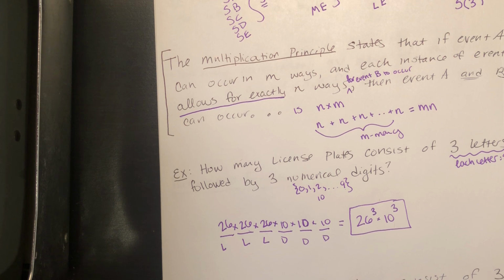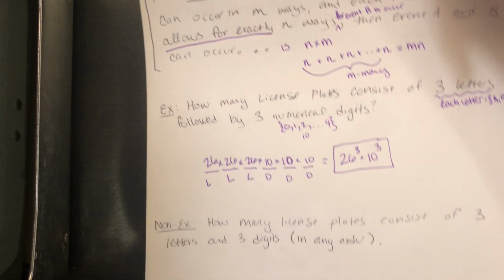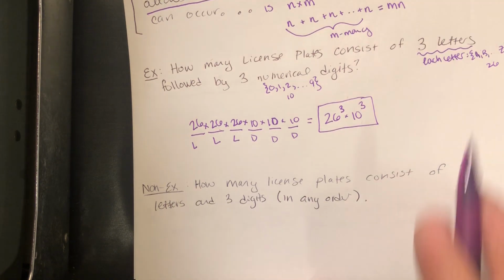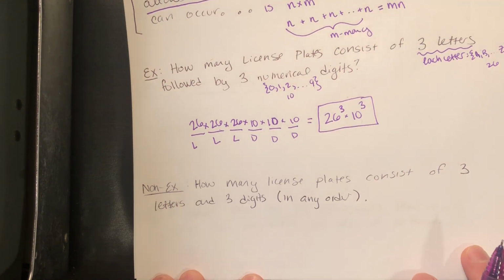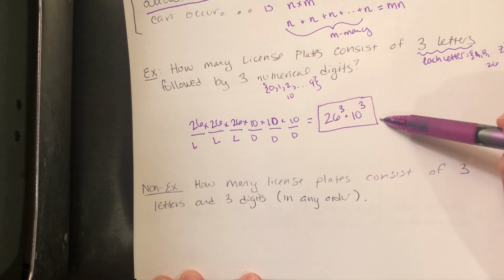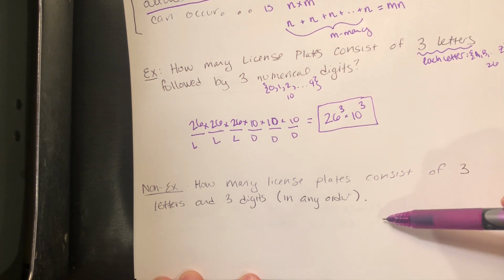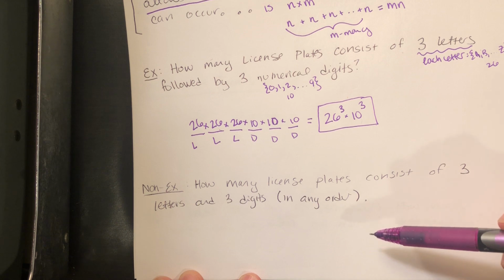We want to be careful that the multiplication principle is actually going to apply, because sometimes it doesn't apply, at least not directly. So as a non-example, let's look at the case of counting the number of license plates that consist of 3 letters and 3 digits in any order. Now certainly the ones that we found up above, this 26 cubed times 10 cubed number, all of this many license plates will still apply down here. But now we want to allow for other orders.